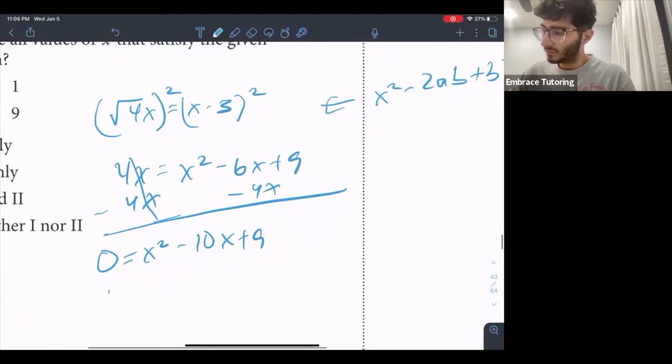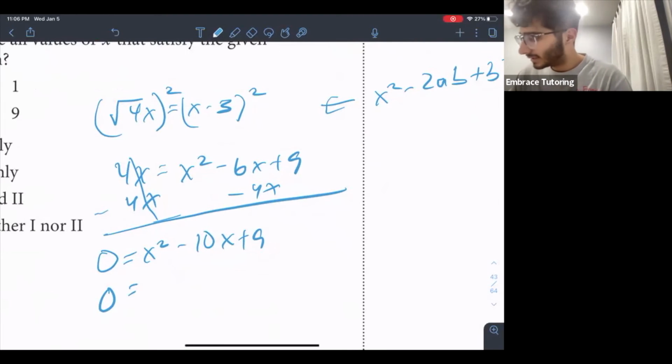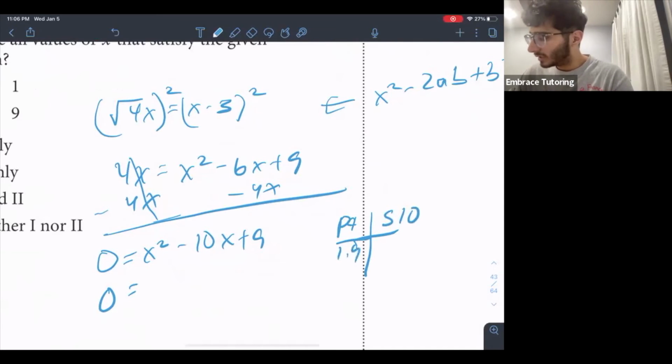And then you would have to do 0 is equal to x squared. You would basically have to factor. So you have to find a product of 9 and a sum of 10. So it'd be 1 and 9, 3 and 3 are the two possibilities. You get a sum of 10 with 1 and 9, and 6 with 3 and 3. This can't be it. So these are the two numbers.